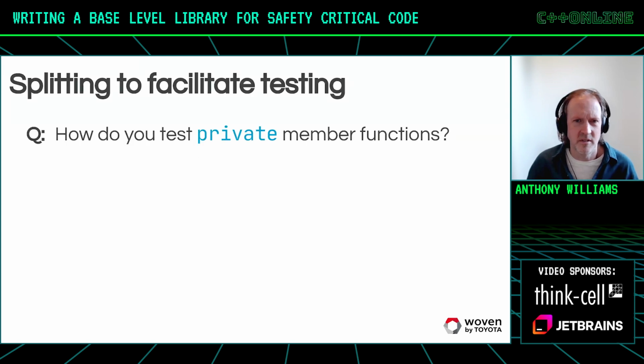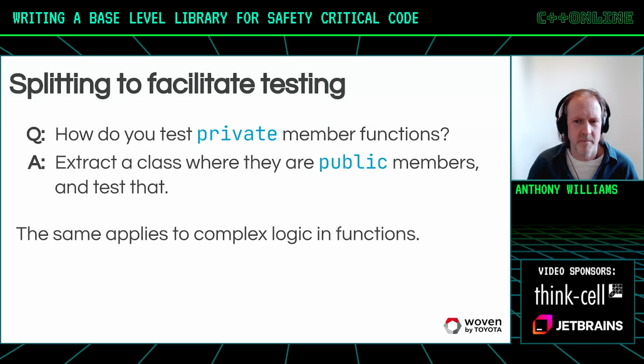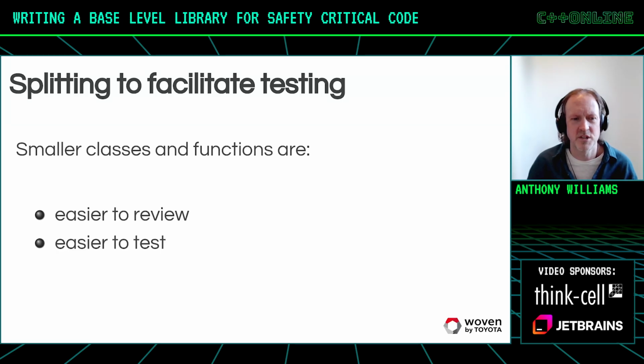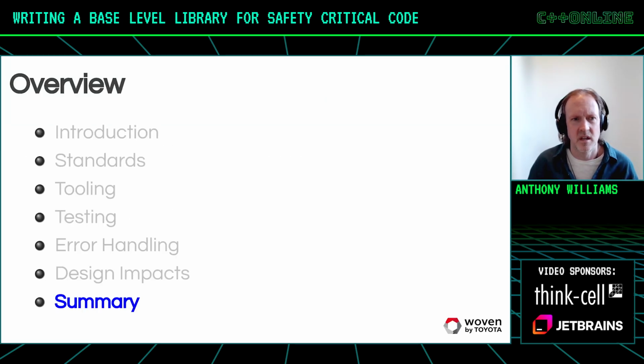Don't try and test private members, just make them public if they think they need testing. And complex logic, pull it out as well. There's a whole bunch of small things. Small things are easier to review and easier to test.